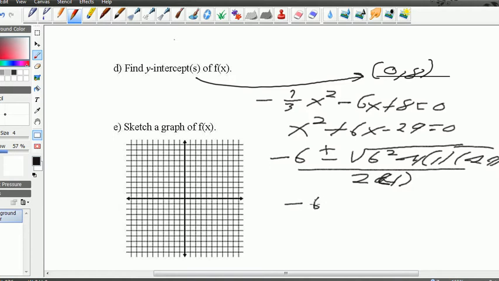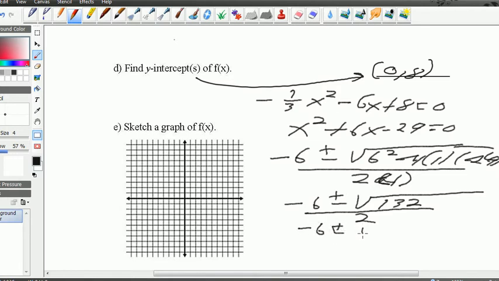That gives me minus 6 plus or minus the square root of 36, and 4 times 24 is 96, plus 36. I think that turned out to be 132 over 2, because that's 96 plus 36. Yeah, that's 132. That turned out to be 6 plus or minus the square root of 132. 4 goes into 32.